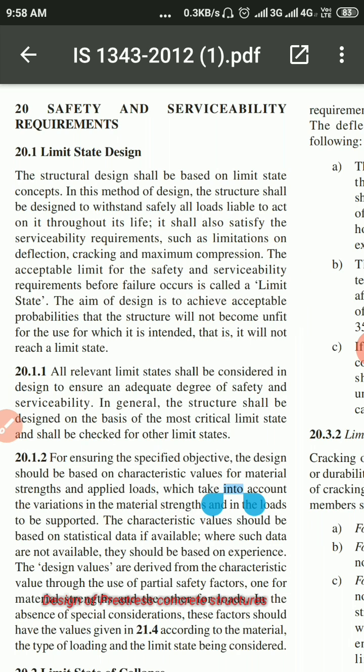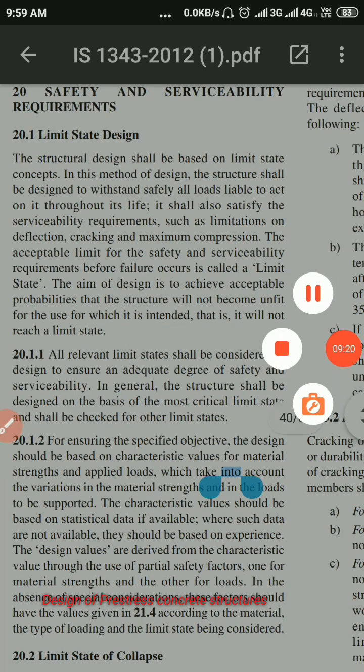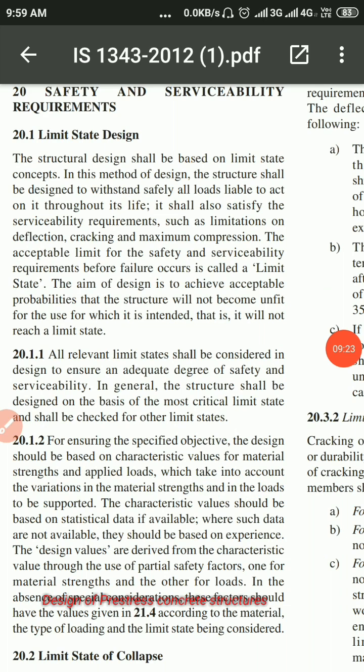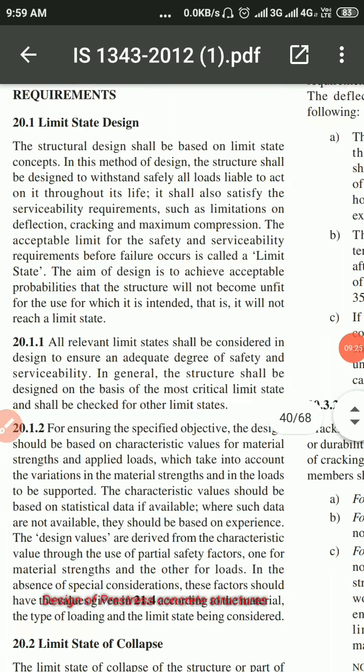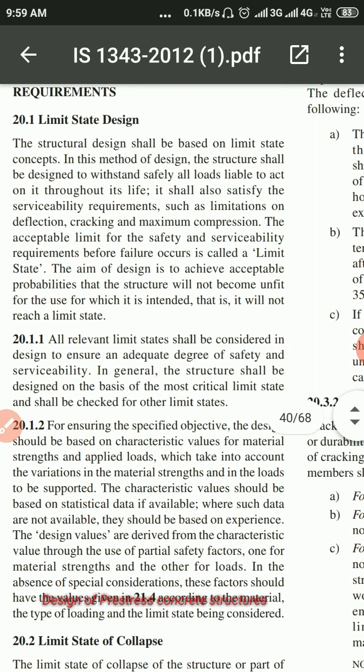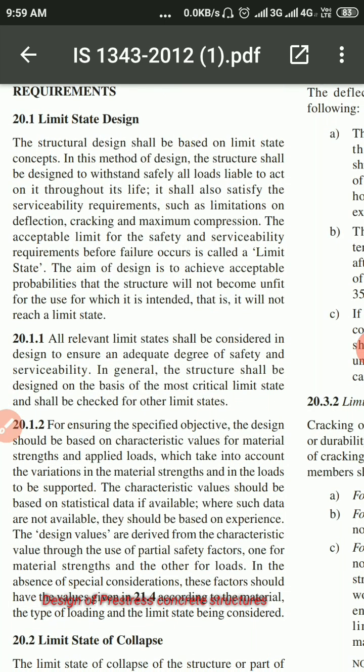So we use a higher amount of loads so that if there is some deflection, cracking, some collapse, or maximum compression, it should not reach the final moment of resistance. So we use a greater amount of load and we provide safety factors. That is the basic idea behind limit state design.